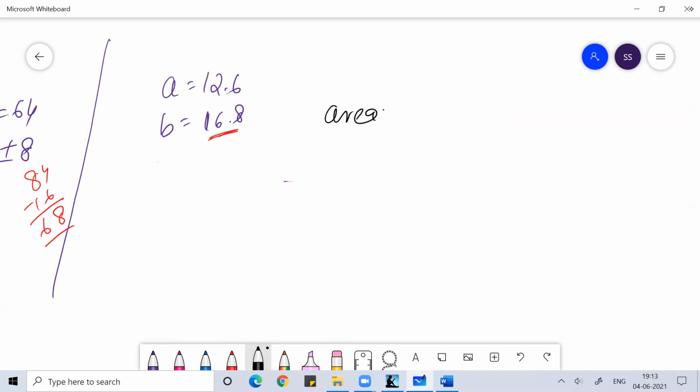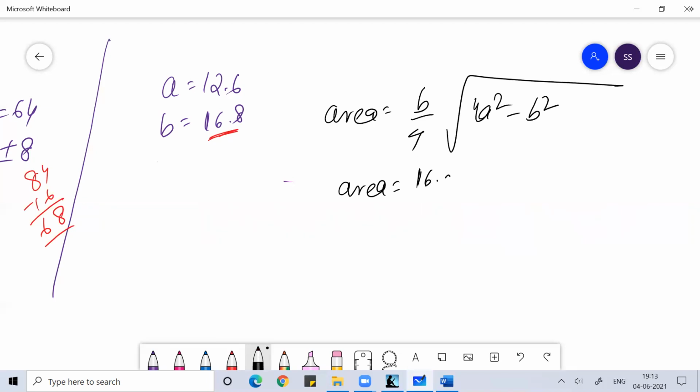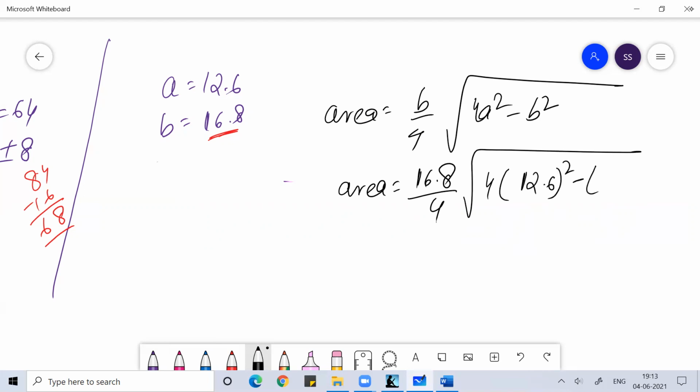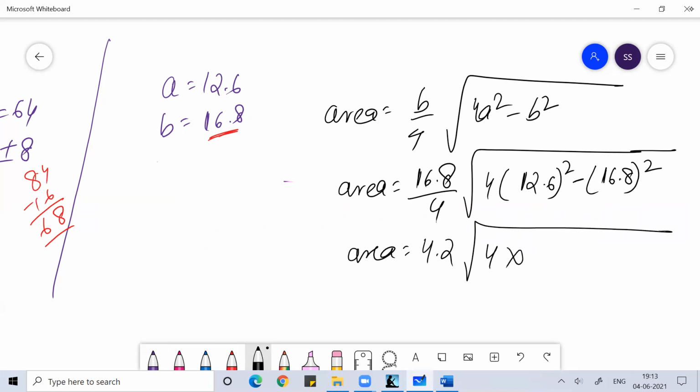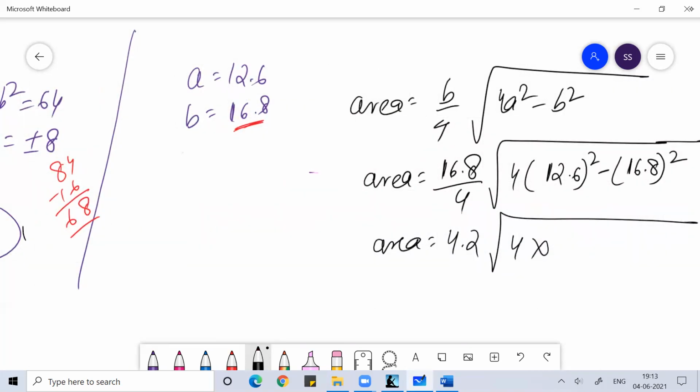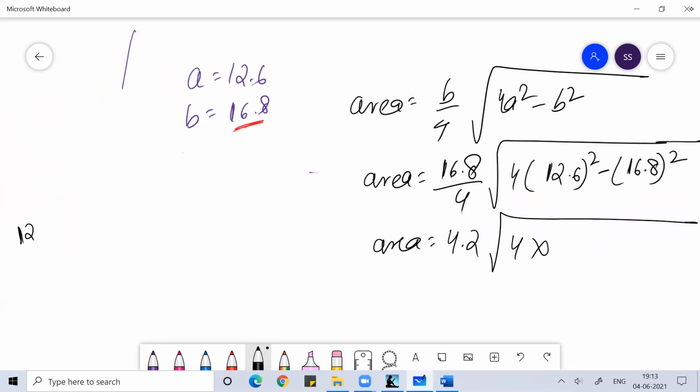So apply the area formula. Area formula: B by 4 under root 4a square minus b square. B is 16.8 divided by 4, under root 12.6 square minus 16.8 square. This is B, how much? 4.2. 4 into this. 12.6 square I already found. I forgot what I found. 12.6 square, I'll write as 100 plus 26. 76, 6 carry, 158.